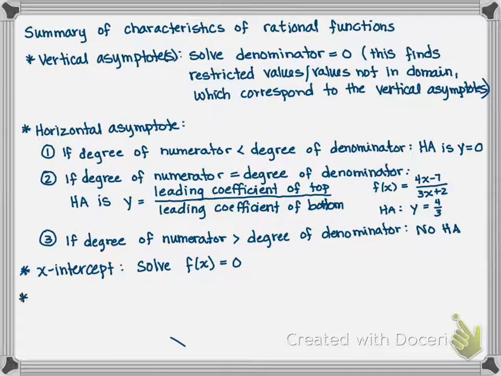So finding the y-intercept, Savannah, how do you find the y-intercept? Plug 0 in for x. So we just evaluate f of 0. One thing to keep in mind is that vertical and horizontal asymptotes are always given as equations, so x equals something, y equals something, and intercepts are always given as ordered pairs, right? So like (2, 0), (0, 5).